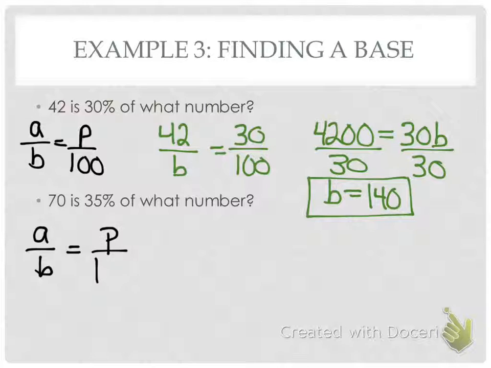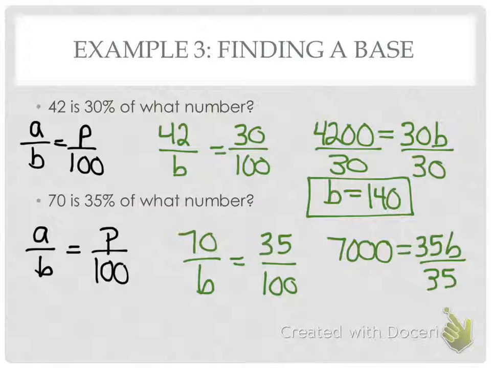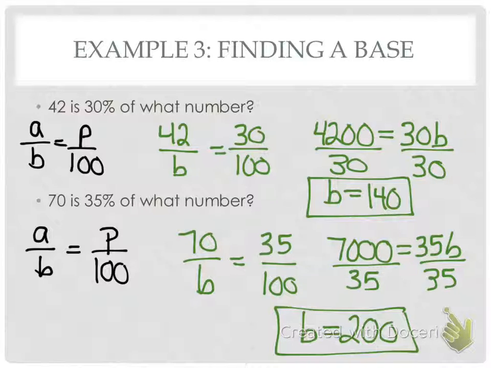All right, so original formula, plug in your numbers. Did y'all do it right? 70 over B. Okay, cross product, 7,000 equals 35B. 200. Who got it? Awesome. Okay, if you understand that, that's everything you need to know for 9.2.